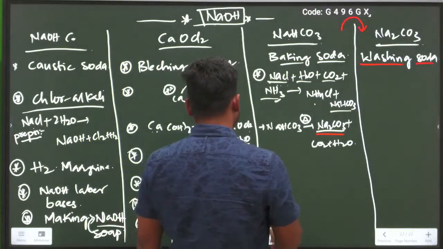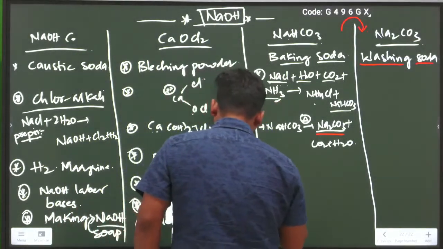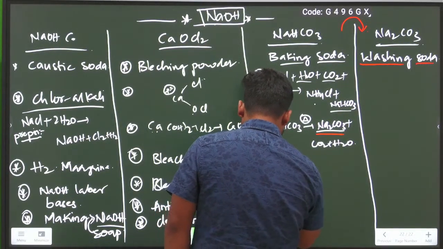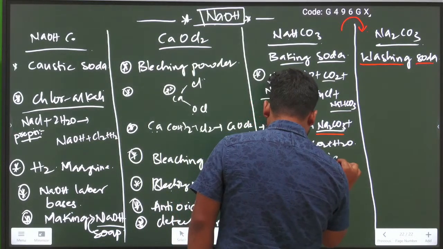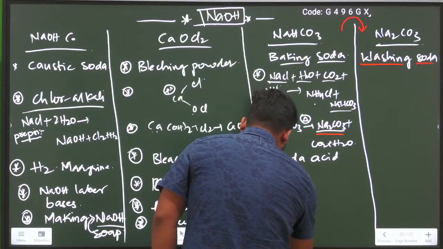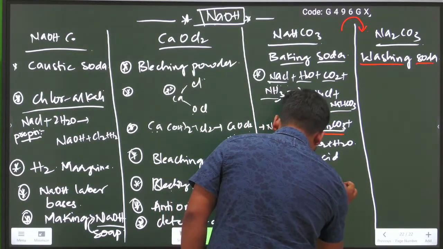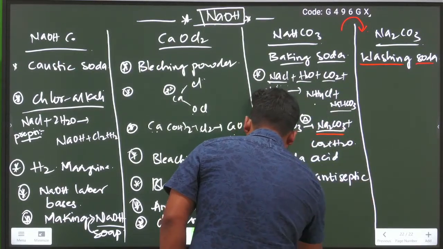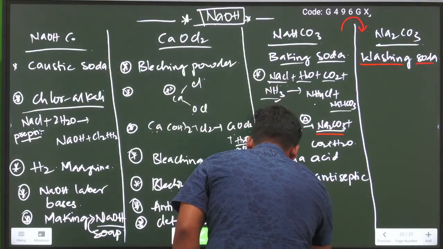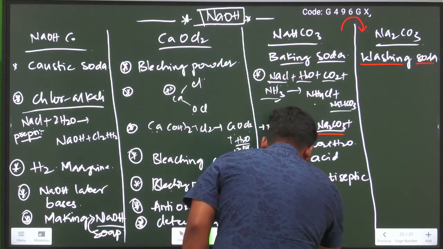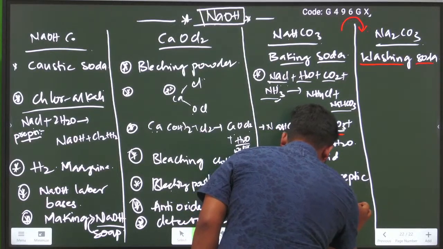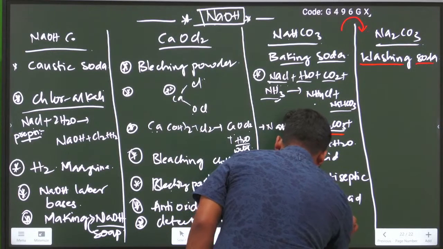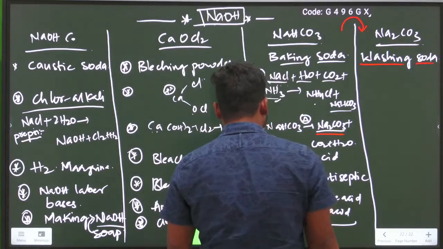Next one is, if you take these uses, what are the uses of baking soda? Baking soda is used as soda acid, and it is used as a mild antiseptic. Just a light mild antiseptic, and baking soda is used in the form of mild edible acid, that is nothing but tartaric acid. So all these points you have to remember.